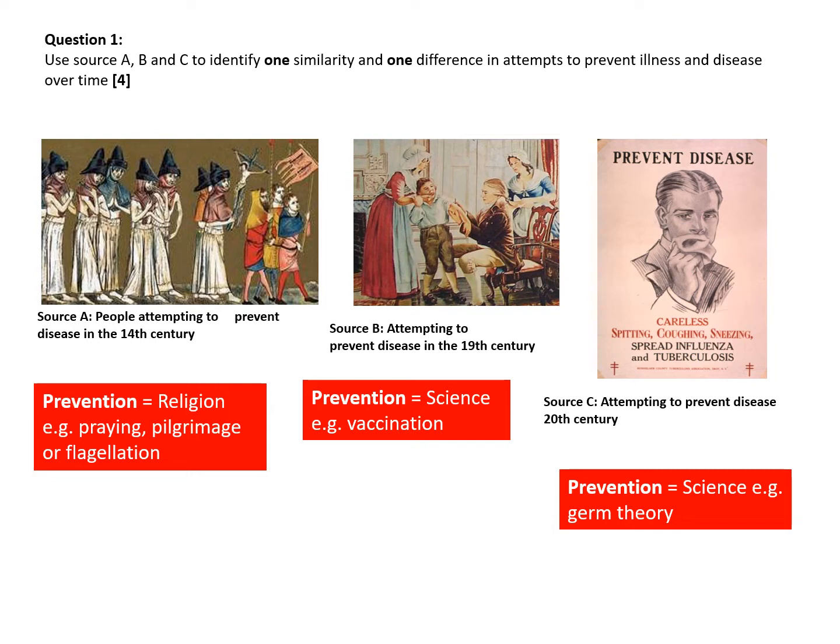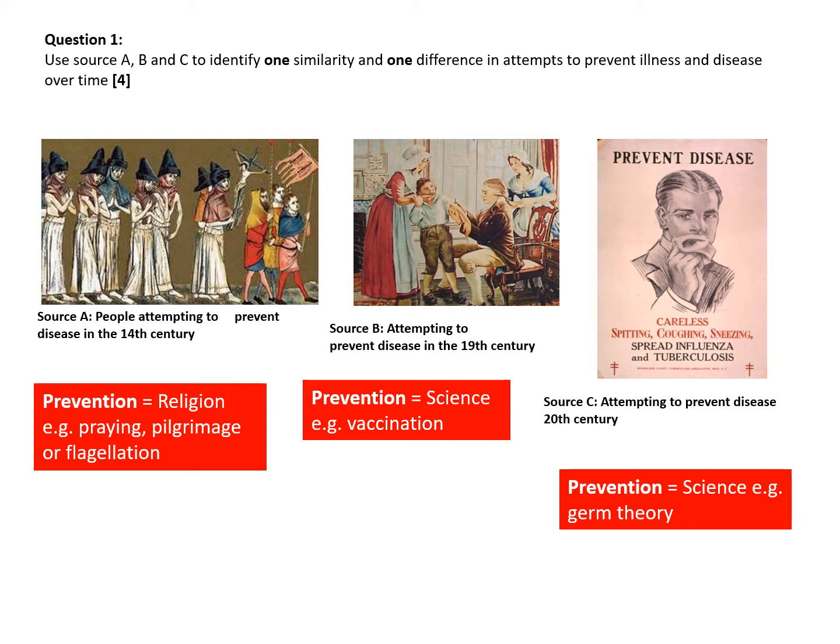So you will only be given a mark if you are linking these 3 sources to the method of prevention. You will not get a mark if you say one is propaganda and one isn't. You will not get a mark if you say one is a successful method of treatment and one isn't. You've got to say the method of prevention.